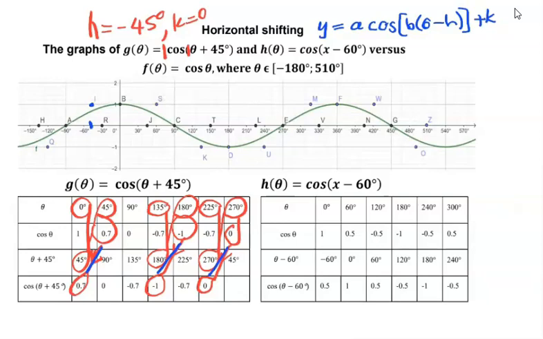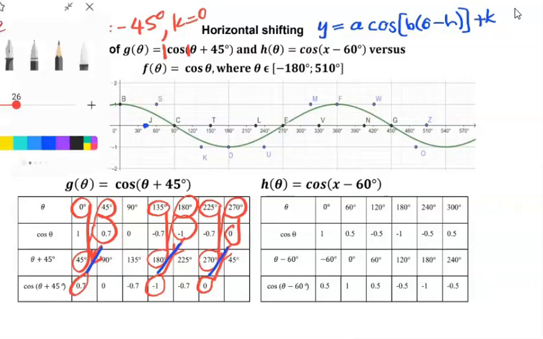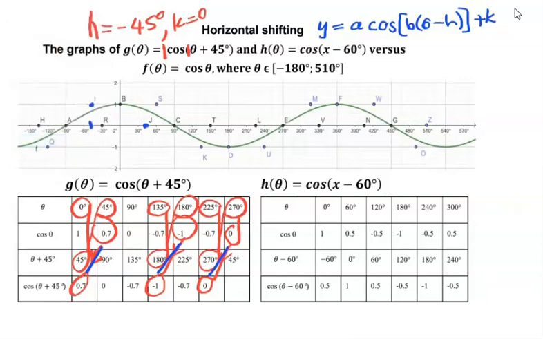So this is for the cos 45. So you can see everything that's moved. So this is the 45. Let me do it in red. So this is the dots for the cos theta plus 45.